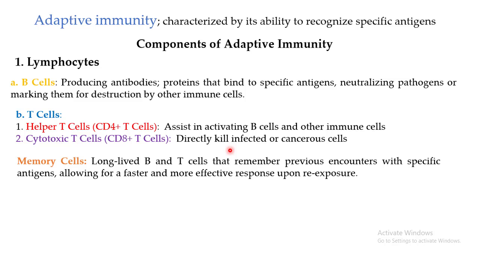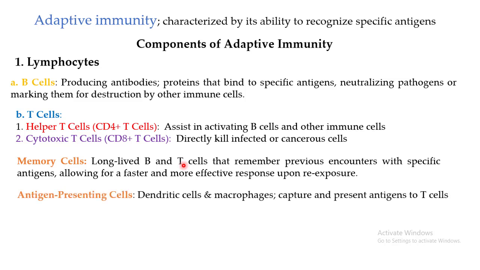Then you have the memory cells, and these memory cells are very important. These memory cells are long-lived B and T cells that remember previous encounters with specific antigens, allowing for a faster and more effective response upon re-exposure. Producing specific B cells and specific T cells is a very time consuming process. So what the immune system does is keep a memory in the form of the memory B cells and T cells, thereby allowing for a faster and more effective response upon re-exposure to a particular antigen.